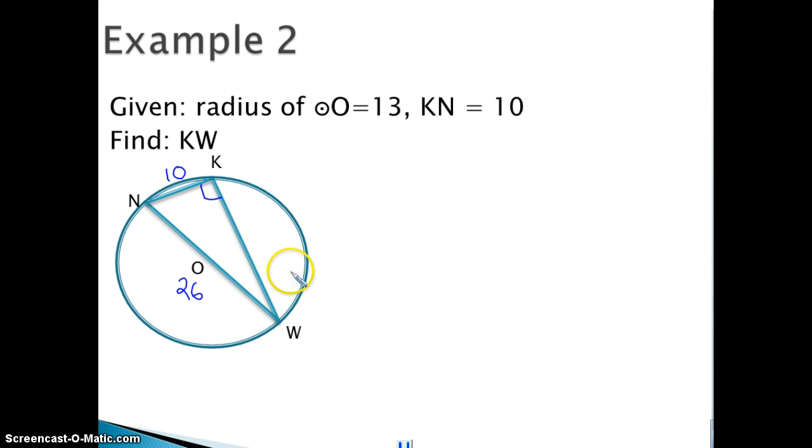To find KW, I use the Pythagorean theorem. 10 squared plus x squared equals 26 squared, or you might recognize that as a triple, 10, 24, and 26. Again, K is a right angle because it cuts off a semicircle.